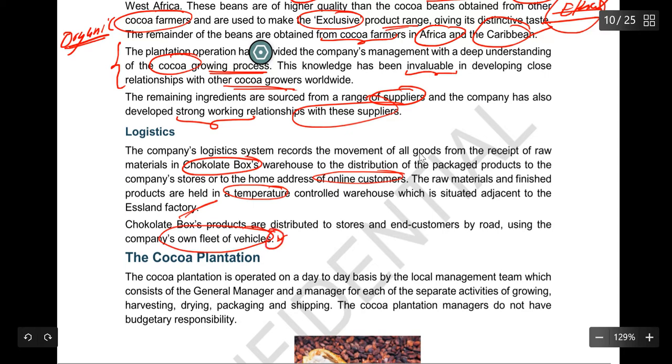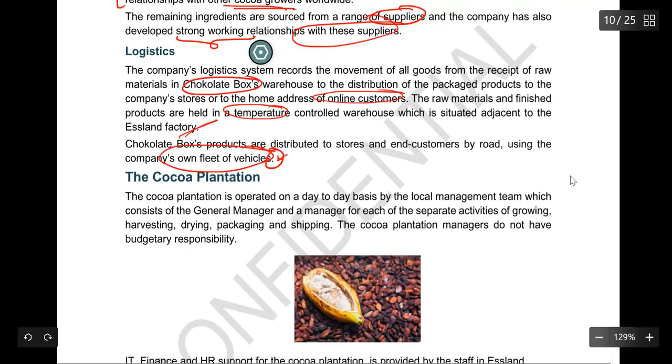So I'll just put a star here. They do have their own fleet of vehicles, students. So please keep that in mind. There can be options like outsourcing your vehicles or their spare capacity to another type of thing, because it has been repeated also in the old past papers.